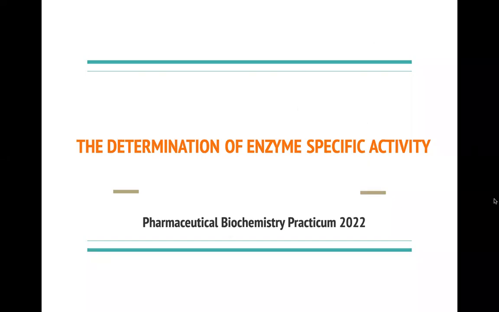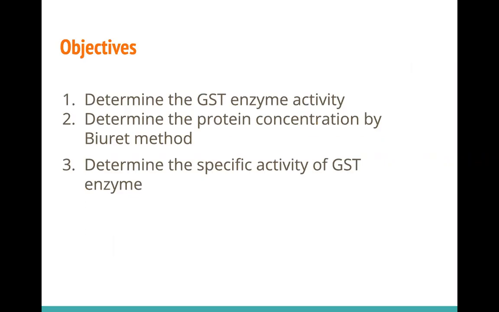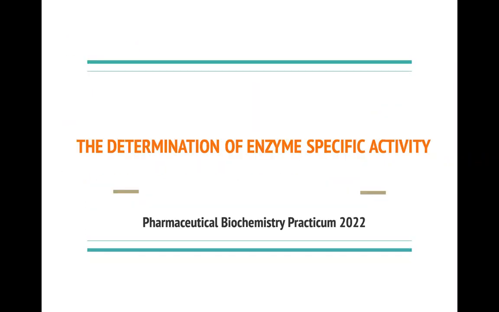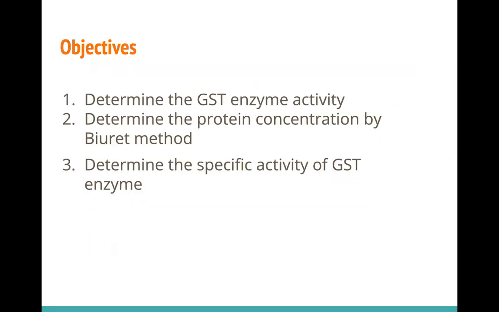Hello, welcome to the second experiment called the determination of enzyme specific activity. The objectives of these experiments are to determine the GST enzyme activity, determine the protein concentration by the Biuret method, and the last one is to determine the specific activity of GST enzyme.